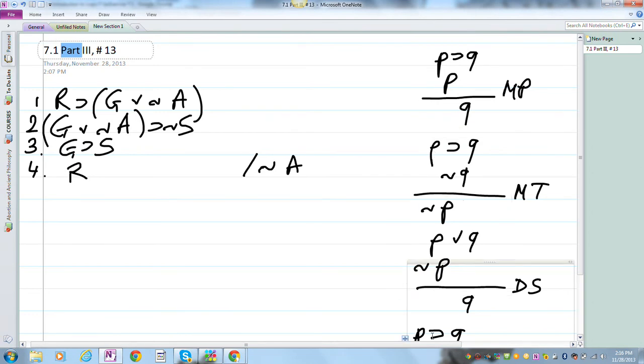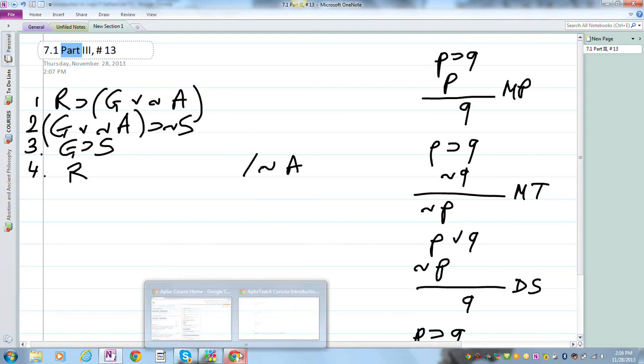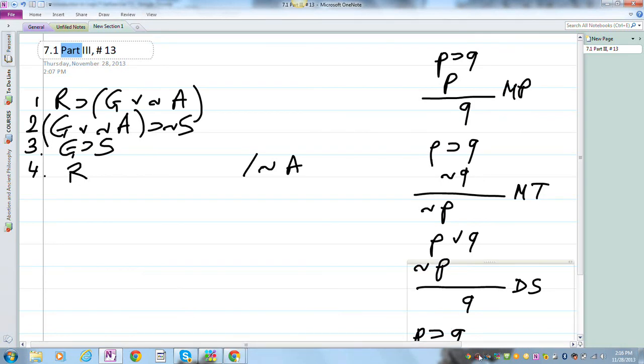Okay, for example, look at this. You can see that in modus ponens you have a conditional, and then the second premise is a formula that is the same as the antecedent of the conditional. So these two match exactly. And when that happens, you can bring down by itself the consequent of the conditional.